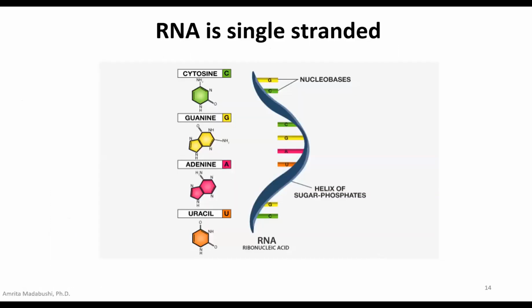Now, RNA is single-stranded. It's not double-stranded. It just cannot form the bond. It's not able to form the hydrogen bond just because of the way its structure is. The presence of an extra oxygen prevents the formation of a bond. And these are the 4 bases.